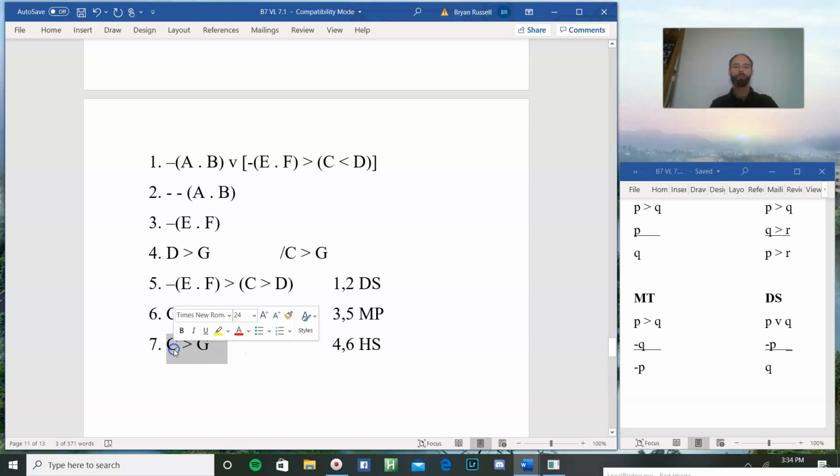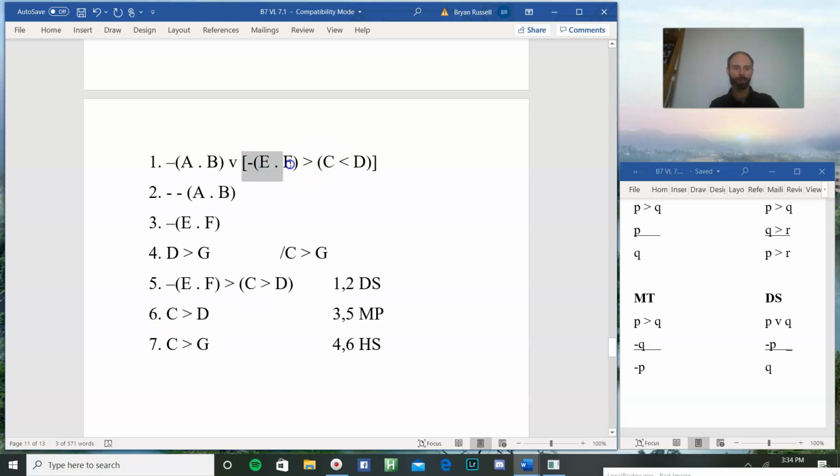So now we can stop. So what was our strategy? We wanted C horseshoe G. Where do we find the C? In the middle of this big messy line, so we know we need to break that down. We see the G here, so we know if we can get C horseshoe D on a line by itself and D horseshoe G, so here was C horseshoe D, D horseshoe G, then we can get C horseshoe G via hypothetical syllogism.